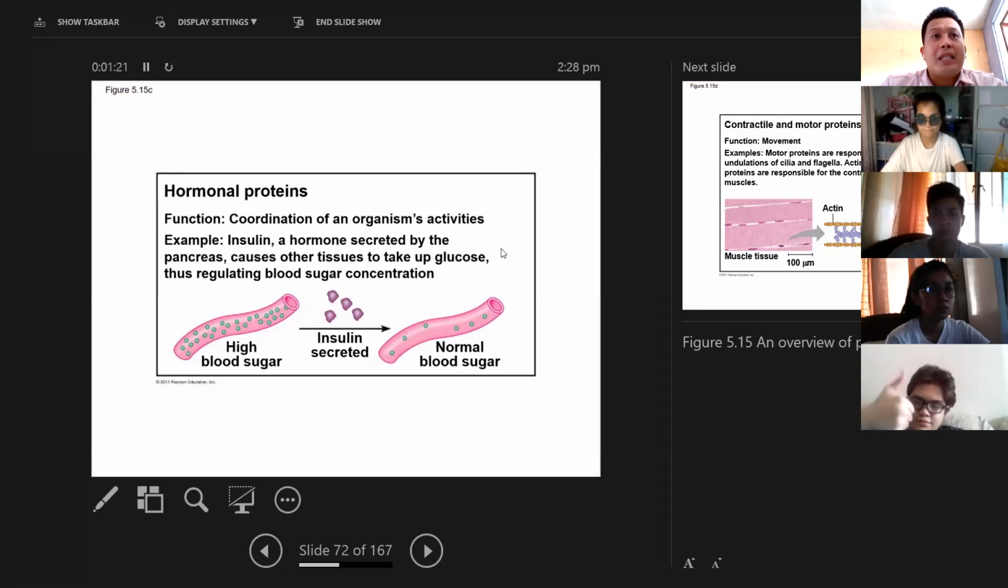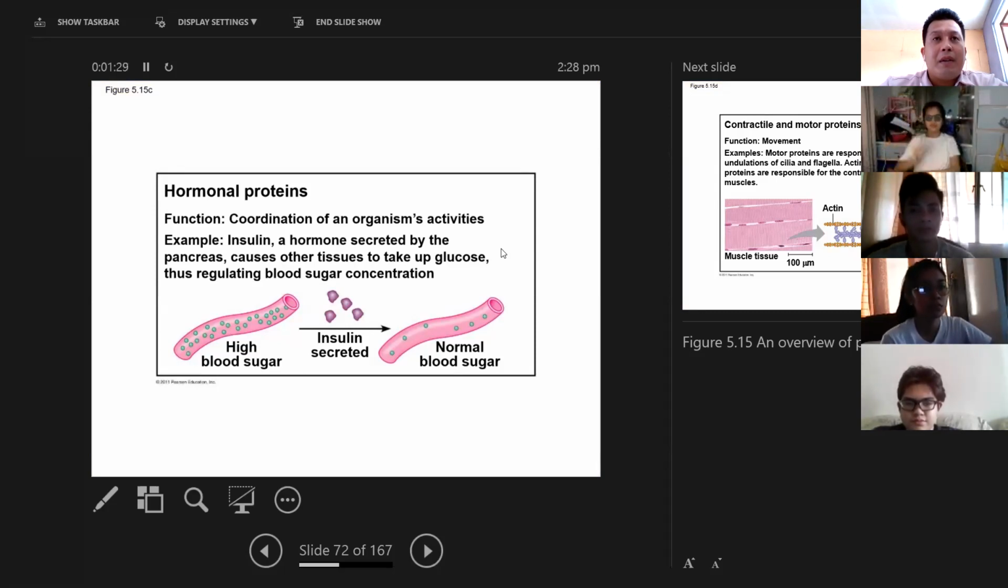So we have hormonal proteins. An example of a hormonal protein is insulin. Insulin is a protein, and this hormone is responsible for the balance of blood sugar. Insulin is secreted by the pancreas, and this will reduce blood sugar level. If there is more sugar in the blood, then insulin is released so that the cells will absorb these sugars found in the blood, and thus it will normalize the blood sugar.